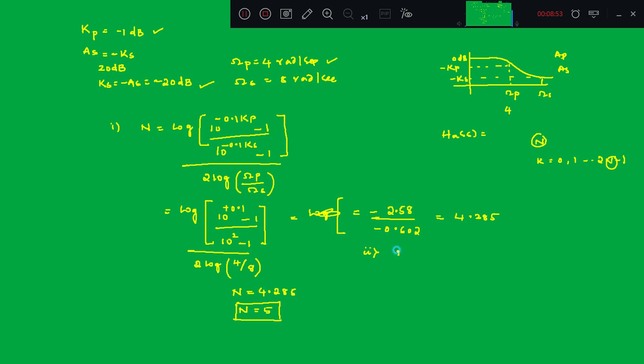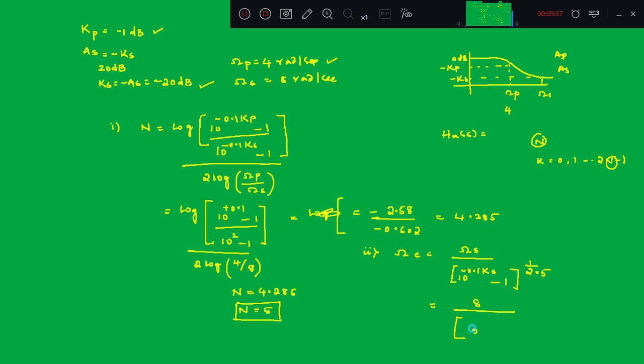determine the cutoff frequency. So what is the expression? Either you can use omega p divided by 10 raised to minus 0.1 kp minus 1 raised to 1 divided by 2n. We have two equations, either you can use the first one or the second one. Understood? So I will go with omega s divided by 10 raised to minus 0.1 ks minus 1 raised to 1 divided by 2n. Here what is the value of n? N is equal to 5. Understood? So omega s value I will substitute. Omega s is 8.